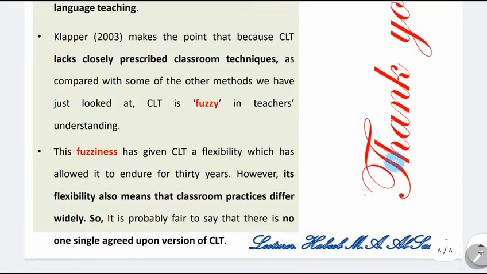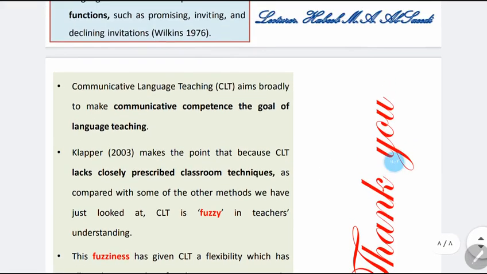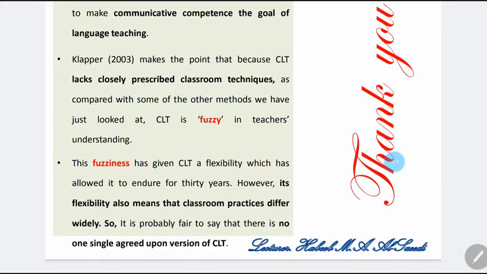This is the introduction to CLT, and inshallah next lecture we will talk about the background theories that support this method. It's now seen as the most important method used in intermediate and high schools and universities to help students be able to communicate in the target language instead of learning the target language without using it.